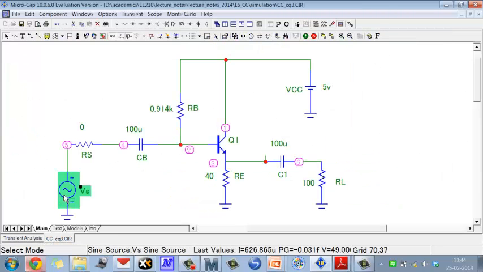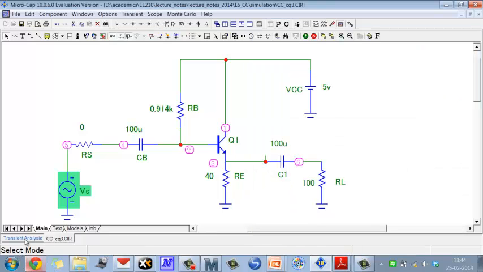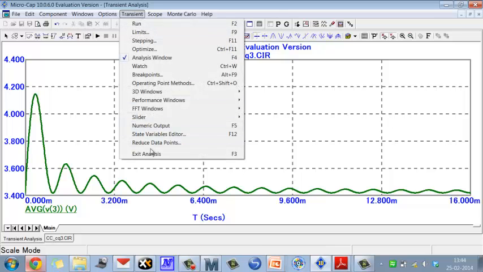Let me change it further from 2 to, let's say, 1. Now the bias point is very close to the 3.4 or so that I had set earlier. It's going towards that particular point. So the average of my voltage at that point is going to 3.4 here. Okay, so let's stop here.